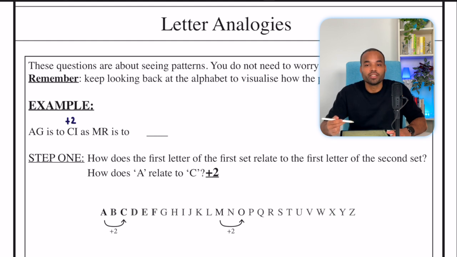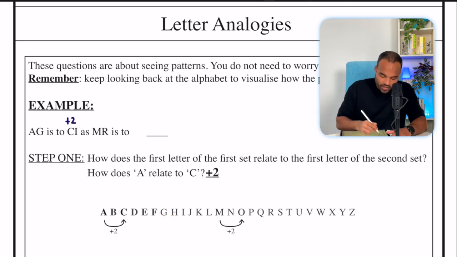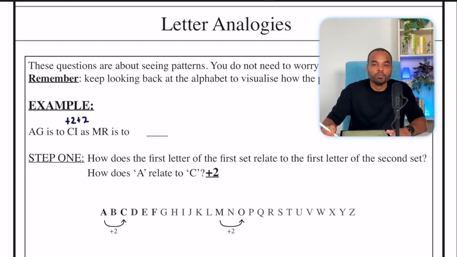How do we move from G to I? Well, again, in this case, so if you find G, I is over here, 1, 2. We move 2 places forward. So again, on top of the I, I'm going to write +2. That is our pattern, +2, +2.